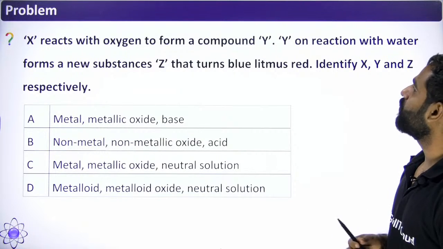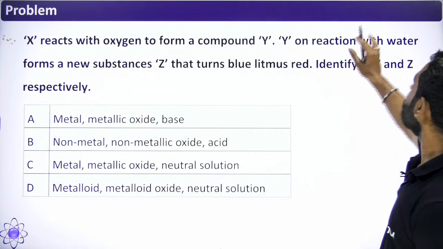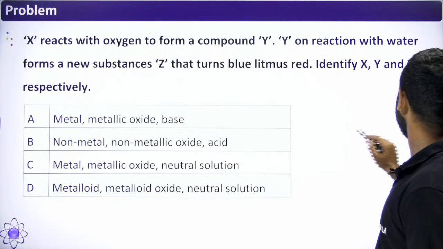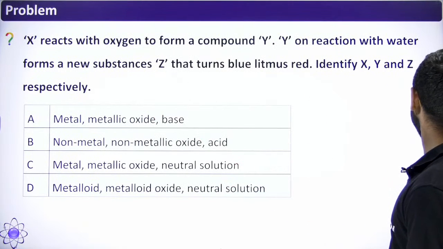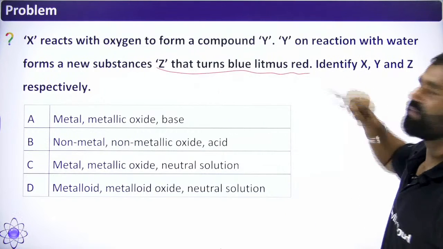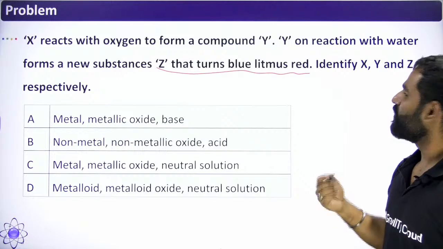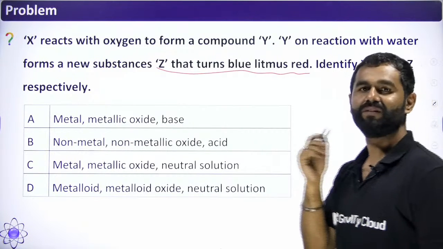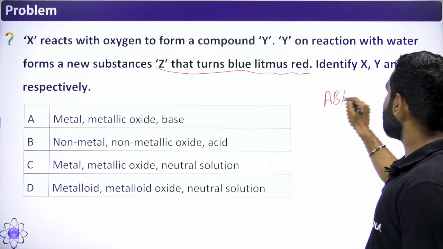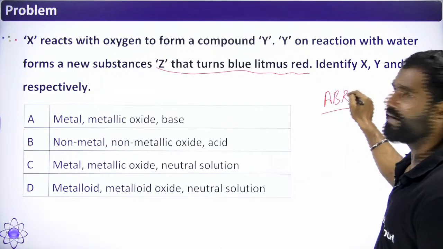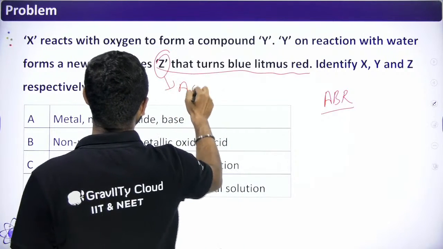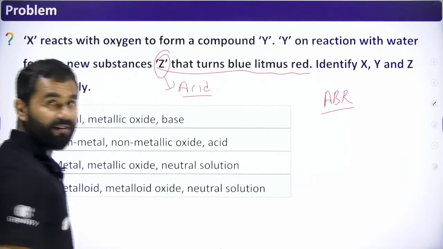X reacts with oxygen to form Y. Y on reaction with water forms Z. And Z turns blue litmus red. So which type of material turns blue litmus red? I've told you, right? Acids turn blue litmus red. So Z is acid.